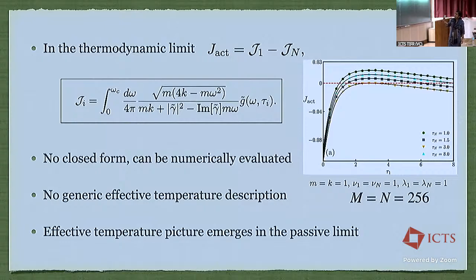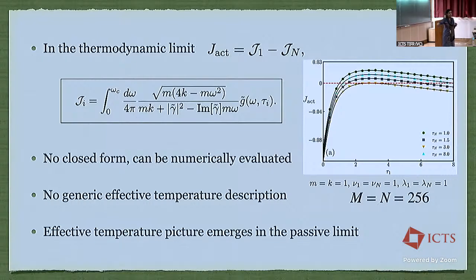So it goes up, up, up. At 1.5, the two activities of the two reservoirs are the same, so there is no current. The current crosses 0. Then it goes up. But as we increase tau 1, it again starts to decrease. What is more, at some point it again becomes negative. So there is a reversal of current.